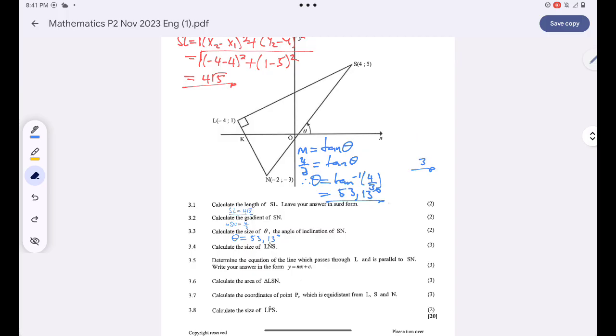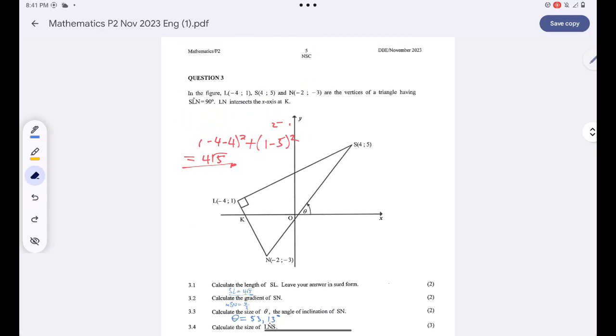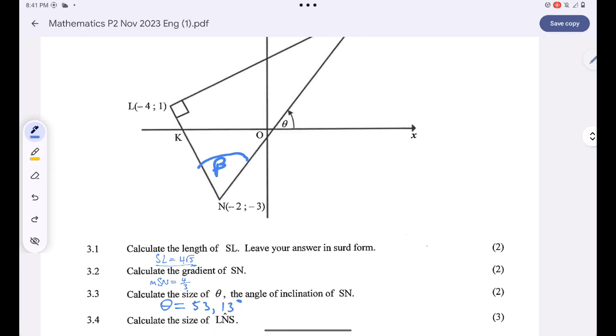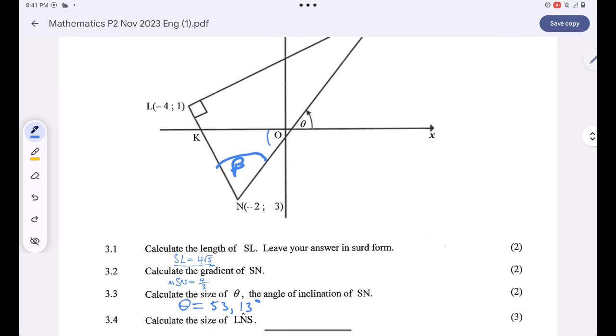Okay, now they want us to calculate the size of angle LNS. They want us to find the angle between two straight lines, né, guys? Please, guys, whenever you are being tasked to find the angle between two straight lines, you just need to find the inclinations. Every time, whenever they want you to find the angle between two straight lines, né? Let's say this angle over here is beta. Are you together? According to vertically opposite angles, I know that this will be theta as well.